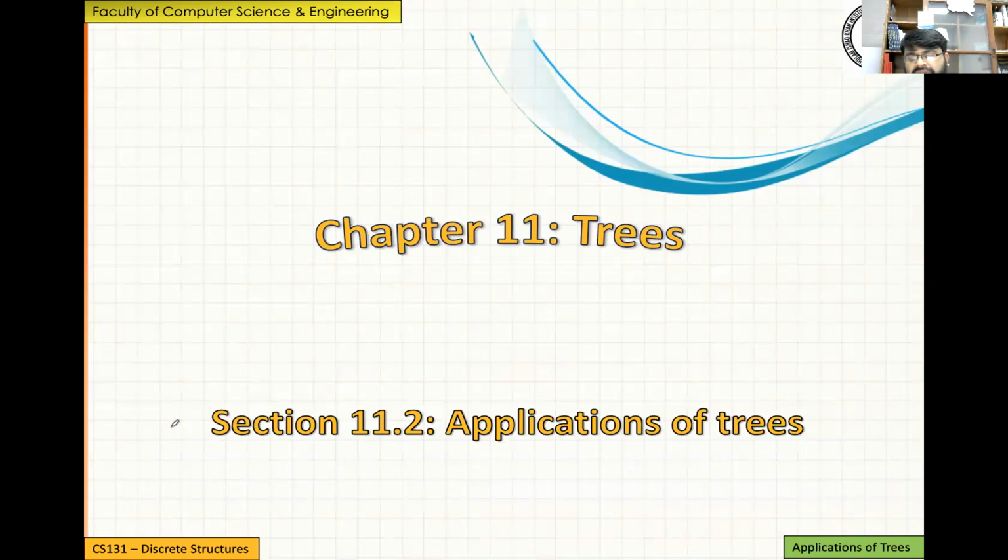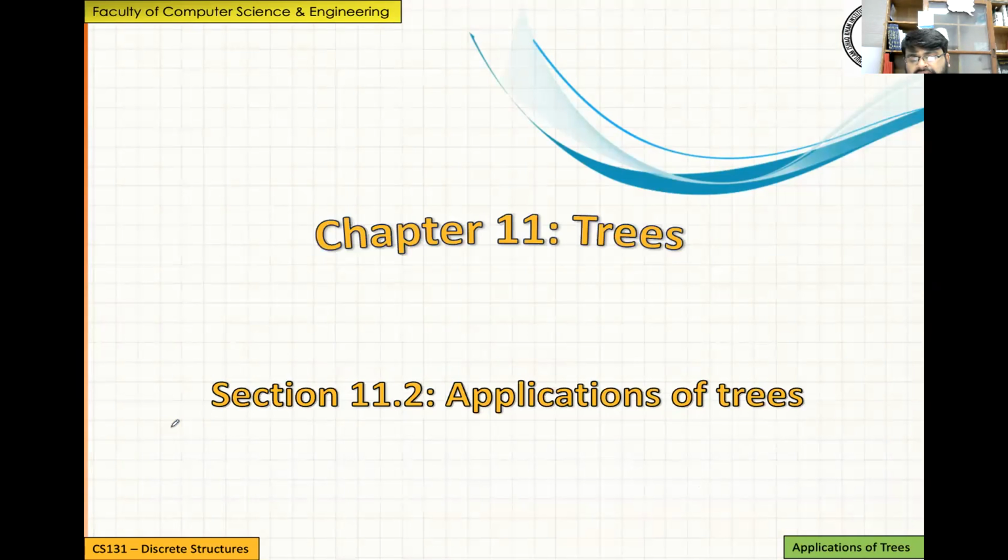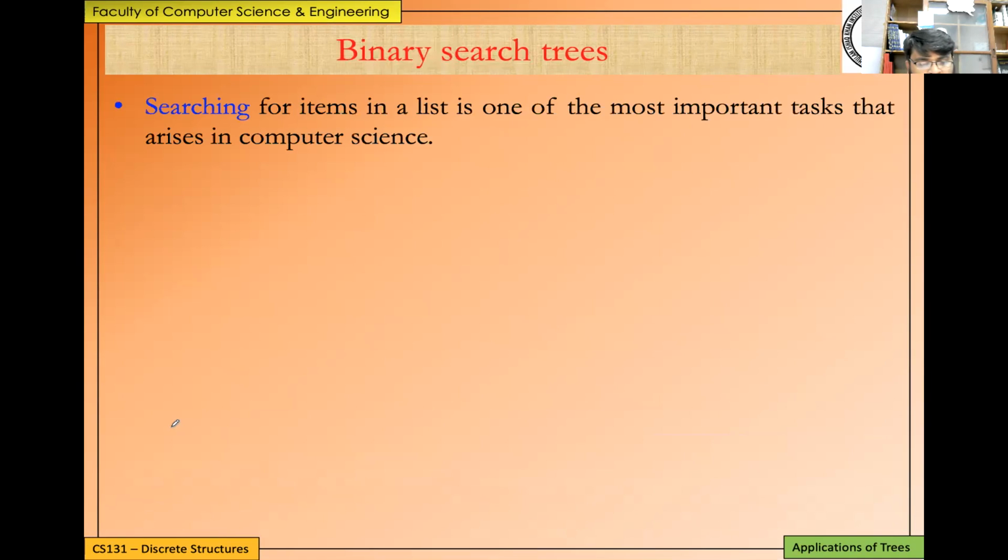So that brings an end to section 11.1. We'll now talk about section 11.2, and that is about the applications of trees. So I'll just continue on with this. So what are different applications of trees? Well, one of the simplest and most straightforward applications of trees is what we call binary search trees.